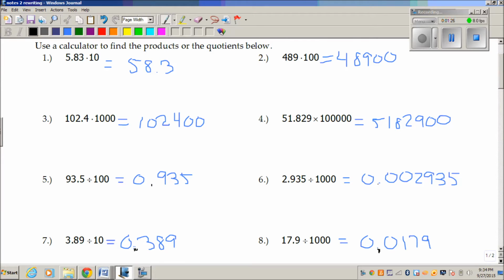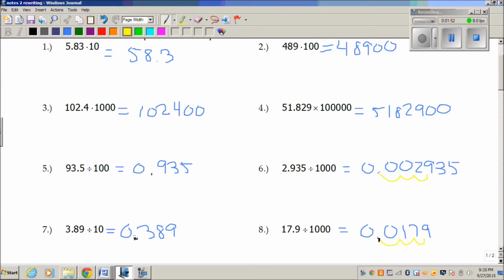When you divide by a power of 10, it moves to the left. Like in number 6, the decimal was behind the 2, but you're dividing by 1,000. So it ended up moving 1, 2, 3 place values to the left. Okay, the same thing in number 8. You're dividing by 1,000. So the decimal started behind the 7, and it moves 1, 2, 3 place values to the left.